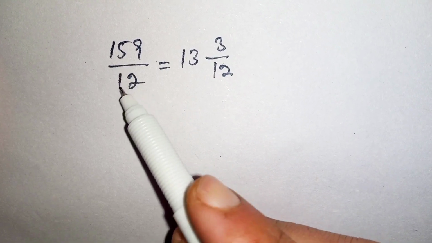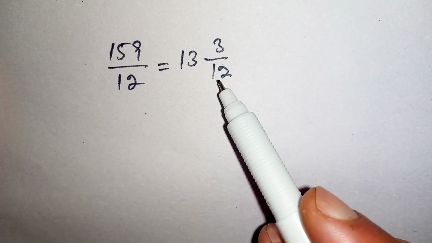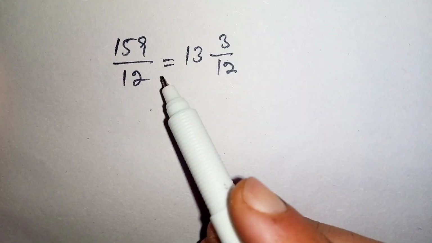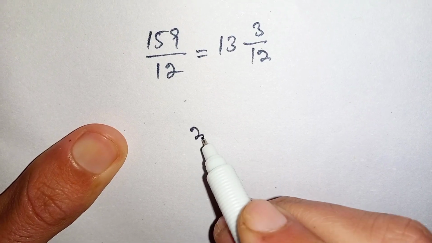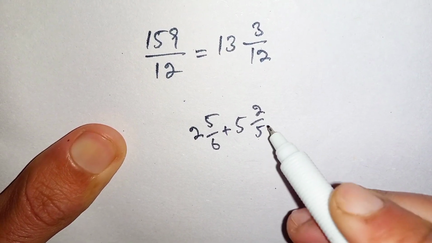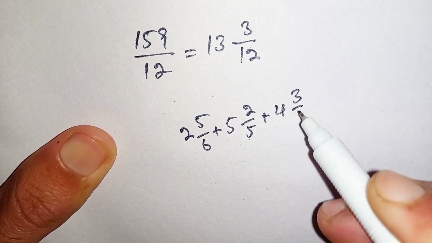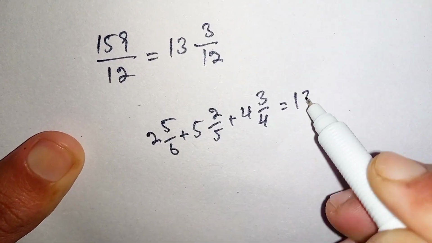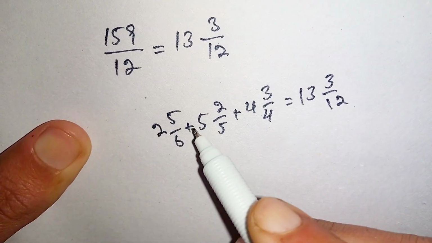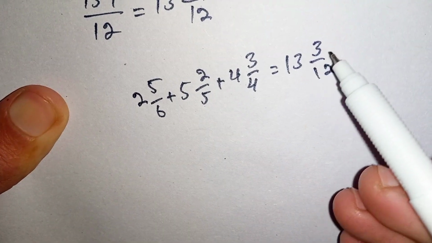Since we converted this improper fraction 159 over 12 into the mixed number 13 and 3 over 12, we will write the answer 13 and 3 over 12 as the addition of the original terms that we add up. So 2 and 5 over 6 plus 5 and 2 over 3 plus 4 and 3 over 4 is equal to 13 and 3 over 12. So that is the final answer, that we add up these mixed numbers with different denominators, and the answer is 13 and 3 over 12.